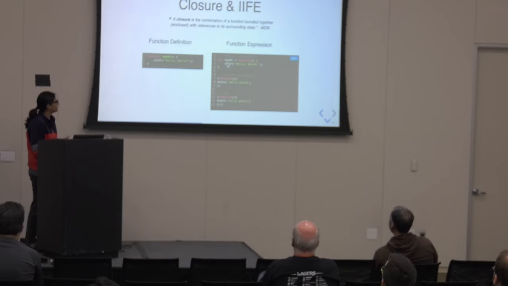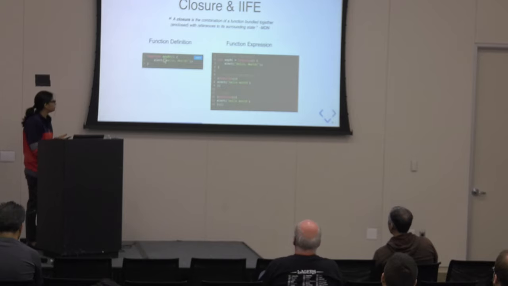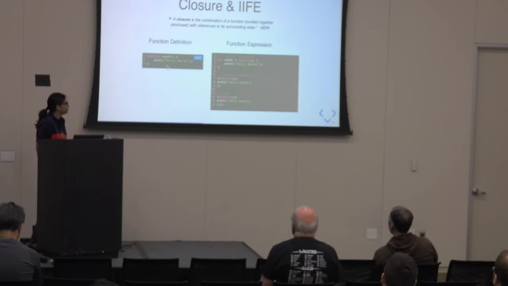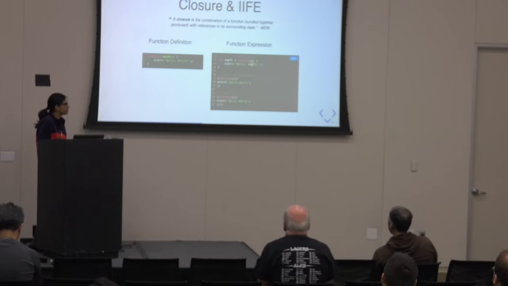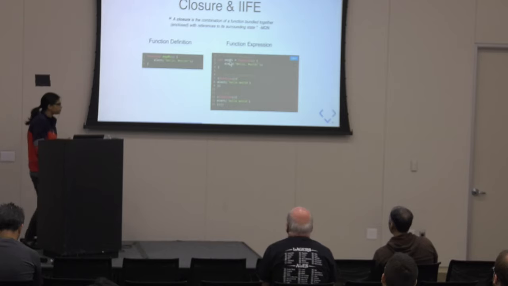So first thing is, you would have noticed this weird syntax, right? First let's talk about what a function expression is. As I said, in JavaScript, you can have a function definition, which is basically the function keyword followed by an identifier. So this is a function definition. And a function expression can be anonymous, in this case it's anonymous, and can be assigned to a variable, right?